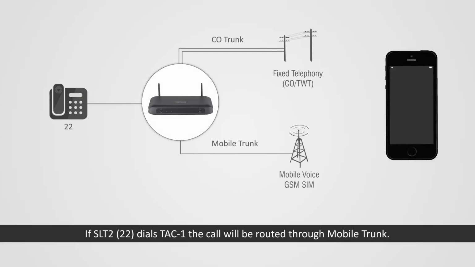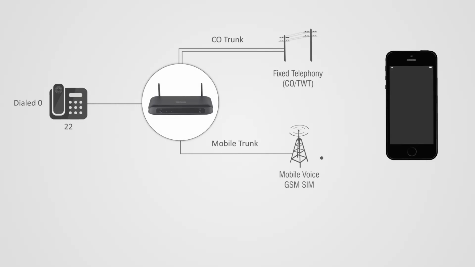If SLT2, that is 22, dials TAC1, the call will be routed through mobile trunk 1. This completes the entire configuration.